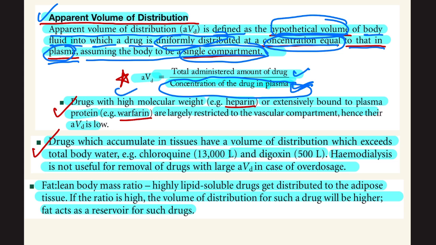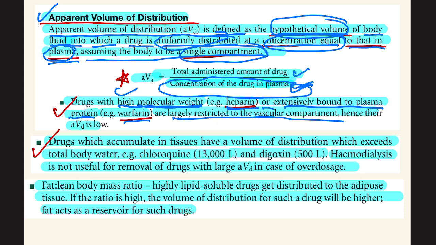Whenever the apparent volume of distribution is high, it means the drug is more distributed into the body, so it will be more in the extravascular area. Whereas if the drug has a low volume of distribution, it means the drug is mainly concentrated in the systemic circulation and is less distributed into the body. So drugs with high molecular weight like heparin, or drugs which are extensively bound to plasma protein like warfarin, are largely restricted to the vascular compartment, because they are bound to protein, and if they are larger in size they cannot come out of the vasculature.